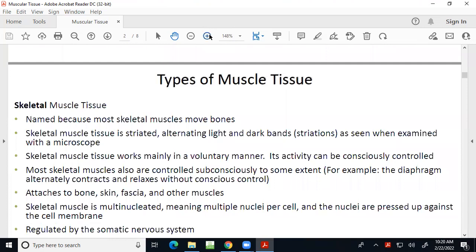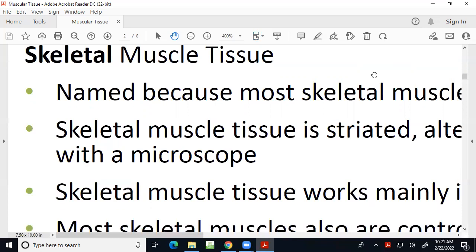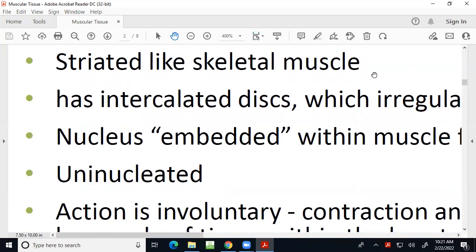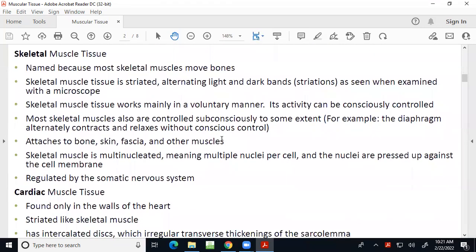Okay, let's talk about the 3 types of muscle in a little bit more detail. Some of what we see here on this next slide, we've talked about before, back in that tissues lecture that I keep referencing. Okay, first type of tissue, and this is one we'll talk about the most at this point in the semester.